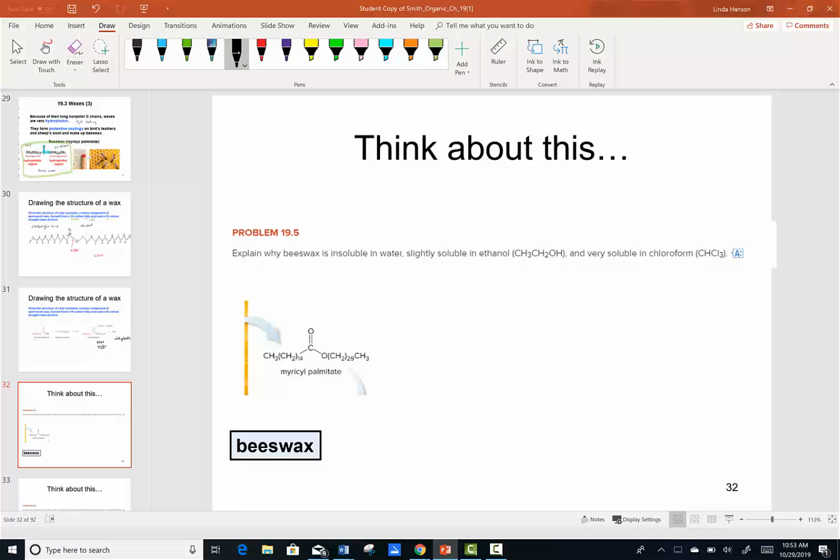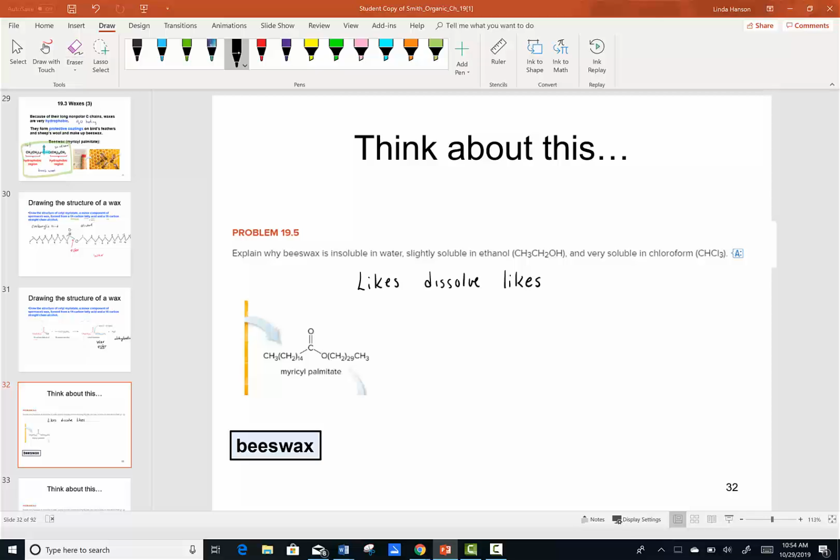Think about this with me. Here's that structure of beeswax again, and it's said to be insoluble in water. As we know, all fats are insoluble in water. Wax is a category under the family of fats, lipids. It is slightly soluble in ethanol and very soluble in chloroform. Let's explain why. First of all, let's remember that our general rule of solubility is like dissolves like.